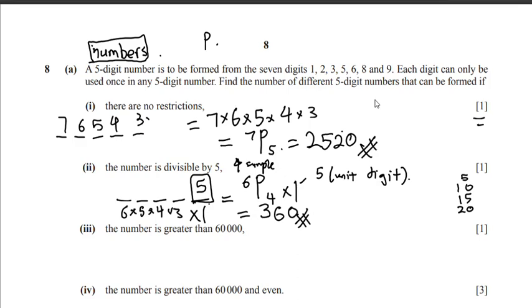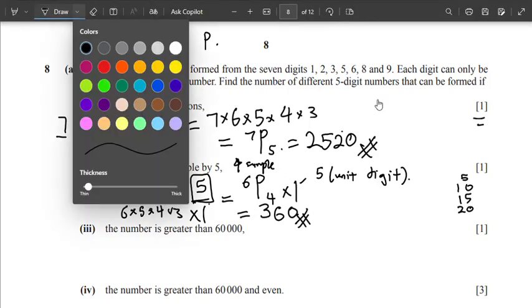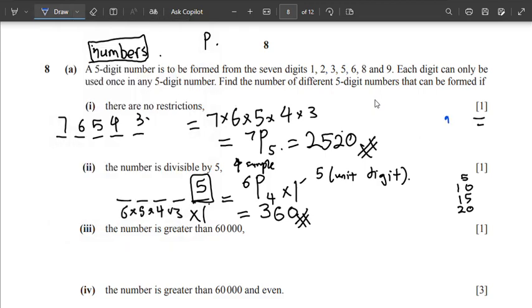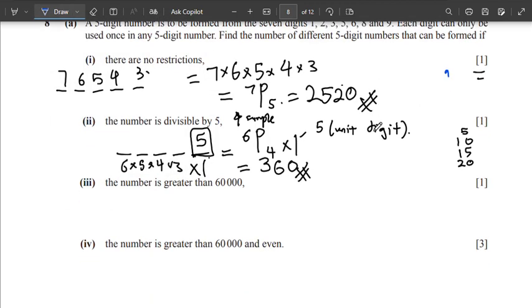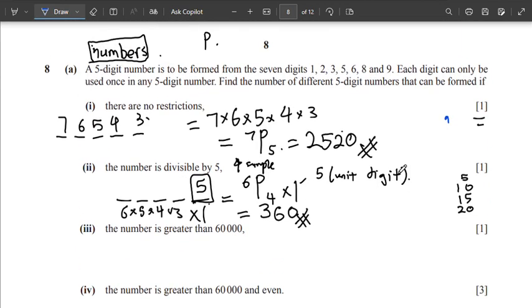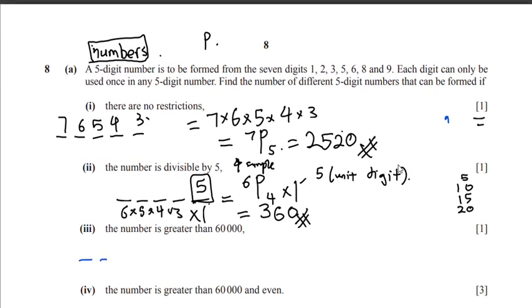Alright, let me just change ink. For the next question, it says the number is greater than 60,000. So from here, the first digit has to be either 6, 8, or 9, since it's greater than 60,000, which means it cannot be 5, because that would be 50,000 something. So my first digit can be either 6, 8, or 9. How many selections do I have? 3 selections, so it's multiplied by 3. Then 4 places.